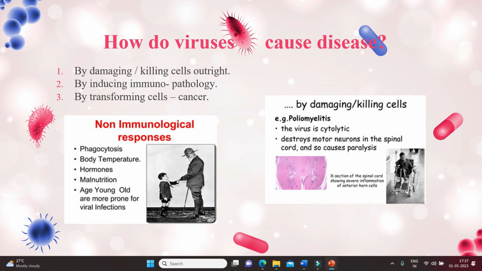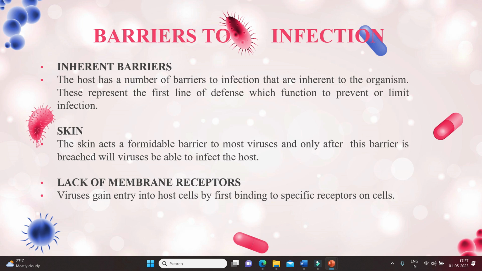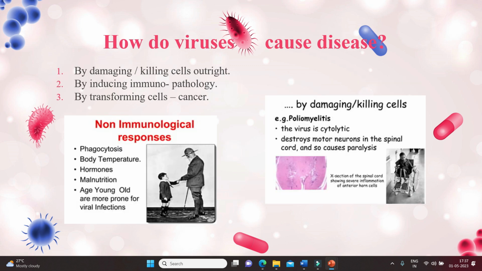So how do viruses cause disease? By three mechanisms. One is by damaging or killing the cells outright. Another is by inducing immunopathology, and another is by transforming cells, which leads to cancer. There are also non-immunological factors: phagocytosis, body temperature, hormones, malnutrition, and age. I mean, infection also depends on age.